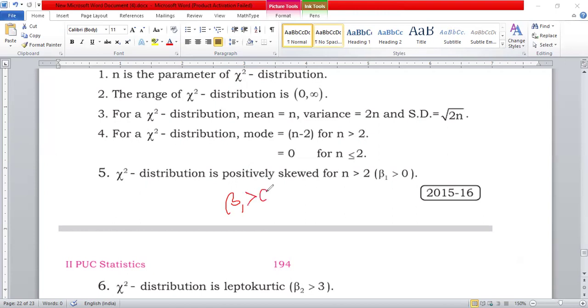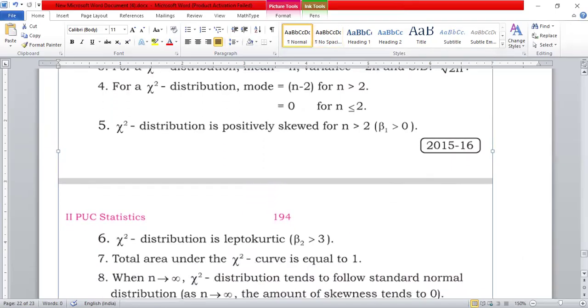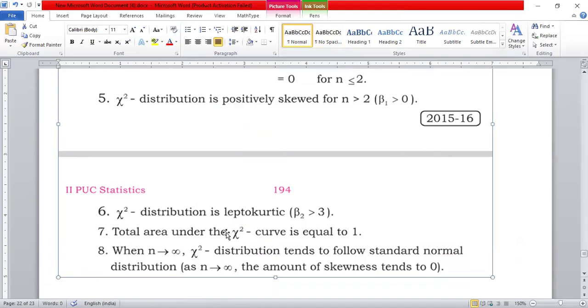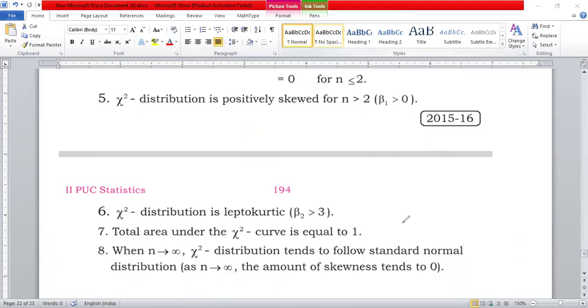So beta 1 is greater than 0 and beta 2 is greater than 3, and the Poisson distribution is also the same. After that, property number 7: the total area under the chi-square curve is equal to 1. For these distributions, the total area under the curve is always equal to 1. The first one is the normal distribution, where the area under the normal curve is 1. In the chi-square distribution, the total area under the curve is 1. And the total area under the standard normal curve is also 1.